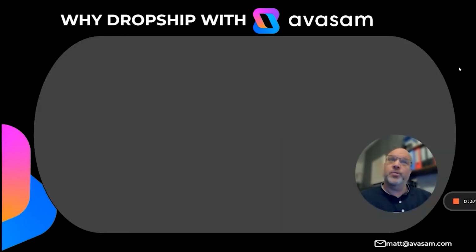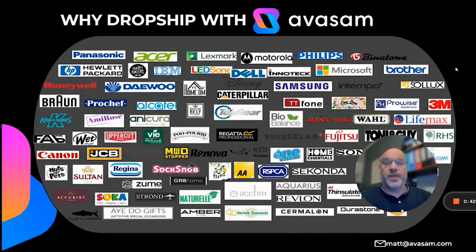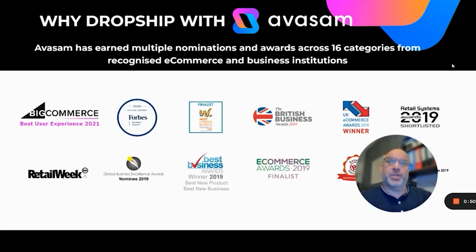When you're on the platform, you'll see many products from 18 categories: fitness, fashion, health and beauty, food, technology, across multiple brands. Avasam has earned multiple nominations and awards from 16 categories from recognised e-commerce and business institutions.